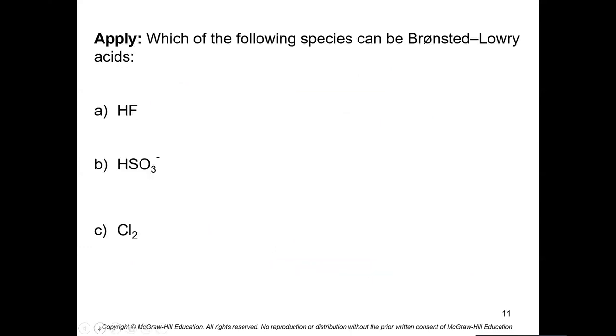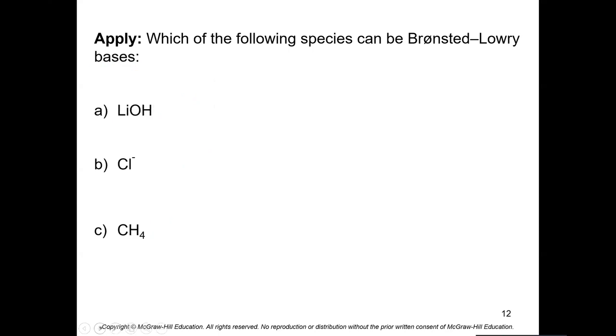Okay, let's apply what we've learned so far. Which of the following species can be Bronsted-Lowry acids? In order to have a Bronsted-Lowry acid, there's one requirement. It must have a hydrogen that it can donate. So HF, it has a hydrogen and it can donate that hydrogen, because it's not bonded to carbon. HSO3, it has a hydrogen here in the front. Typically, you're going to see acids with the hydrogen written in the front like that. It has its hydrogen. That will also be an acid. Cl2 doesn't have any hydrogens, so it doesn't have a proton it can donate. That is not going to be an acid.